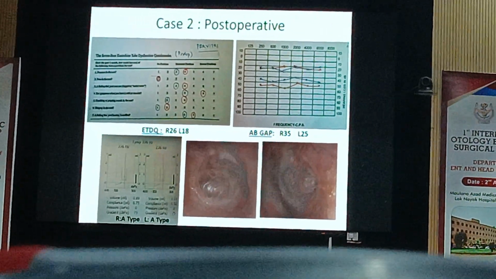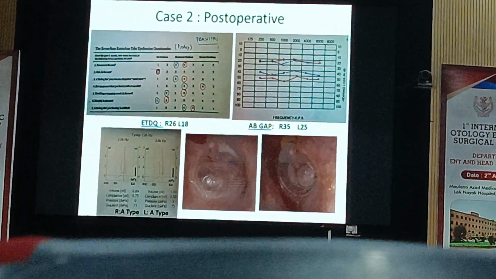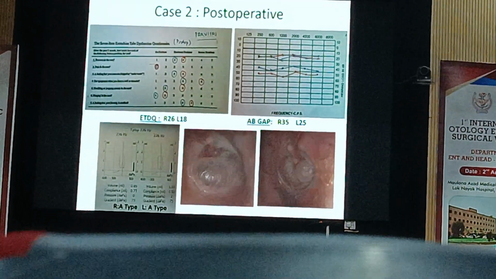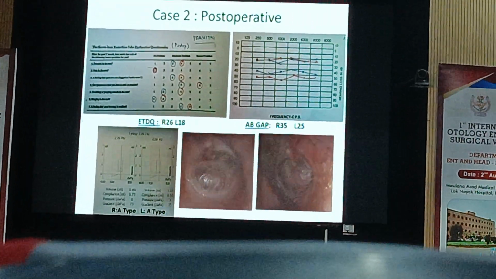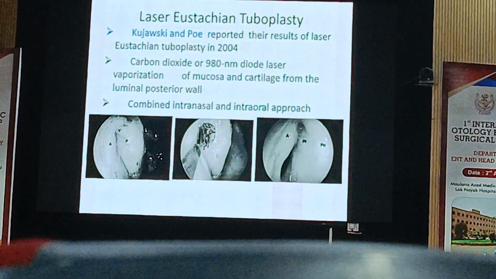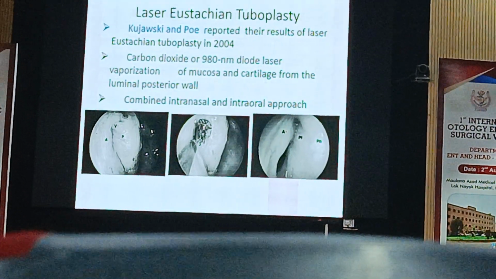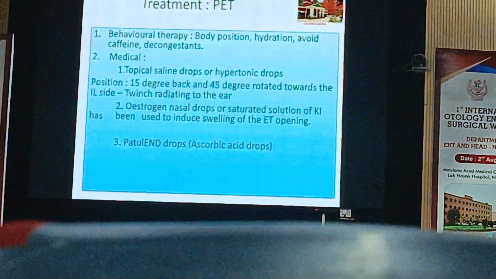And after doing this procedure, it has decreased, not completely reverted though. So we have to see after some time, like 3 months down the line, and we have to assess till 6 months. There is also something called laser tuboplasty, which is being done right now to decrease the size of the torus. We are not using it, or I don't have any experience with this.